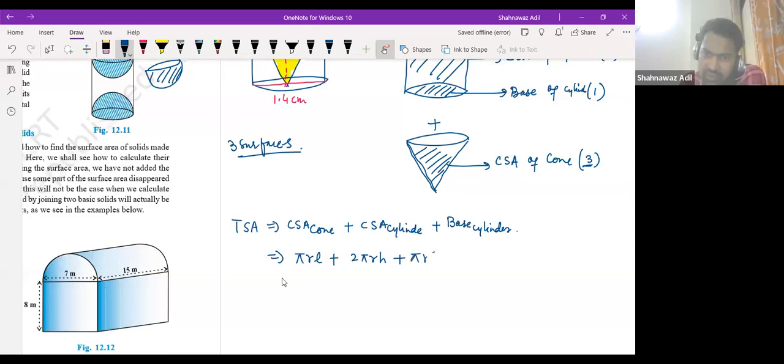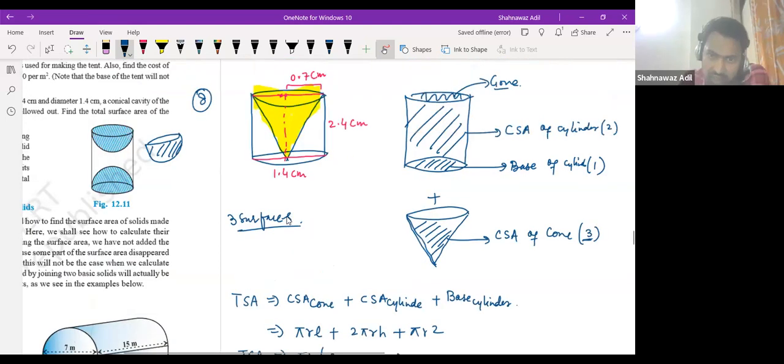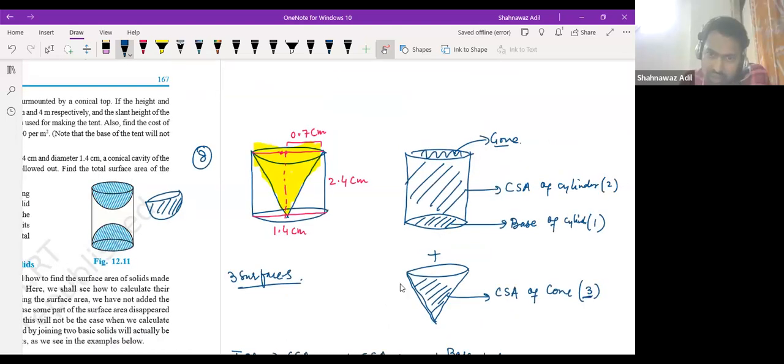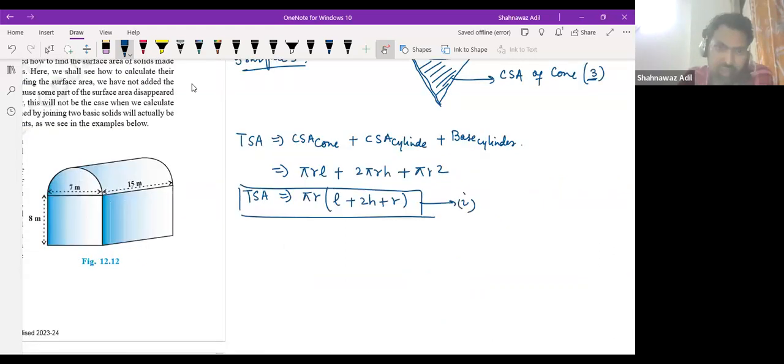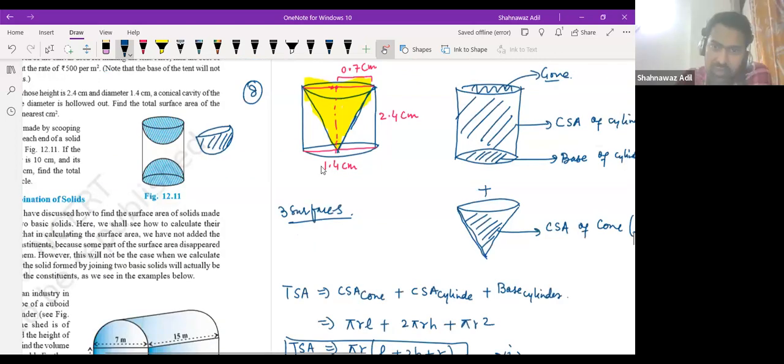So again, we have to take common. Pi r is common. This is l plus 2h plus r. So this would be the total surface area, right? So we know r, right? Then we have to find out this thing. But for slant height, have they given us the slant height? No, this we need to find out. Okay, so let us find out that.